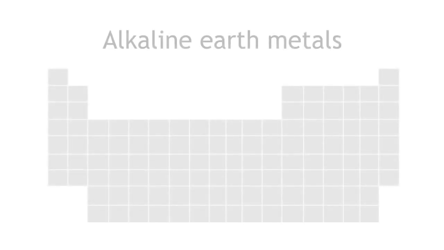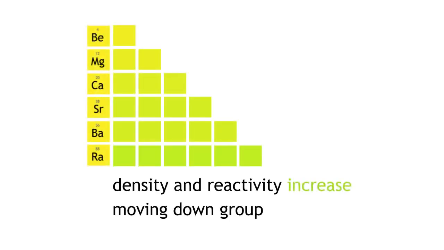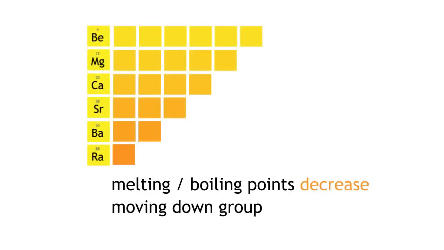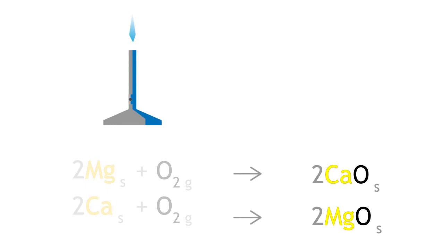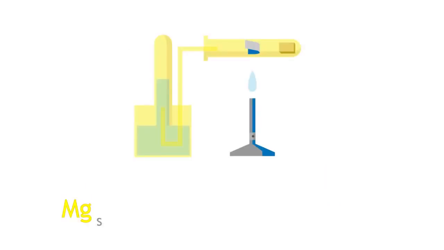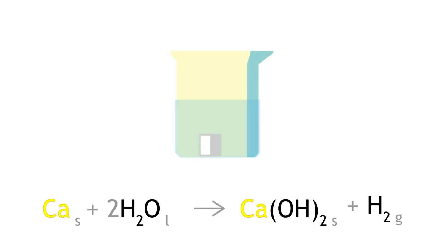In summary, the alkaline earth metals are the Group 2 metals. They exhibit similar properties and reactivity trends to the alkali metals. Magnesium and calcium react with oxygen to form their respective oxides. Magnesium reacts with steam to produce magnesium oxide and hydrogen gas. Calcium reacts with cold water to produce calcium hydroxide and hydrogen gas.